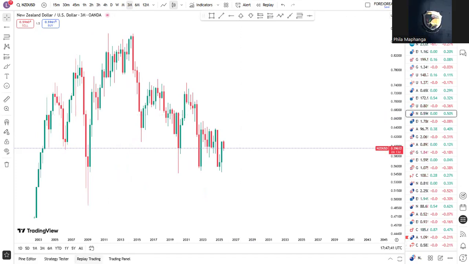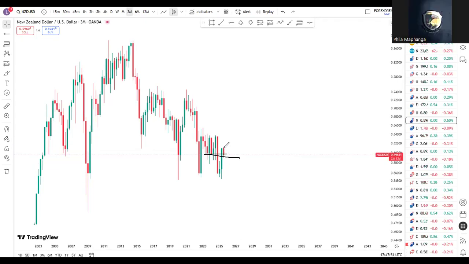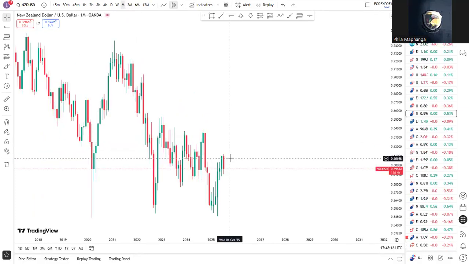Already, if you check here, this is our support level. Can you see that? This is our support level. You can see the market went up to this level, and then now it shows that the market is pushing down. We don't have much information that we can rely on right now. So what we're going to do, we'll go to smaller time frame again. When I say smaller time frame, we move from a 3 months chart to monthly. This is our monthly chart.